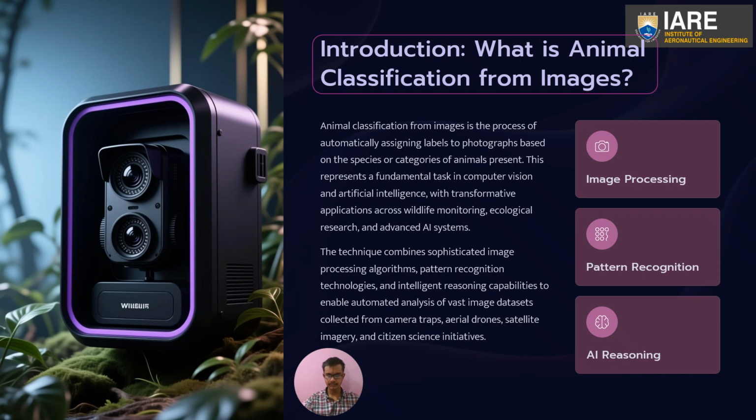advanced AI systems. The technique combines sophisticated image processing algorithms, pattern recognition technologies, and intelligent reasoning capabilities to enable automated analysis of vast image datasets collected from camera traps, aerial drones, satellite imagery, and citizen science initiatives. Basically, three steps we have here: image processing, pattern recognition, and AI reasoning.